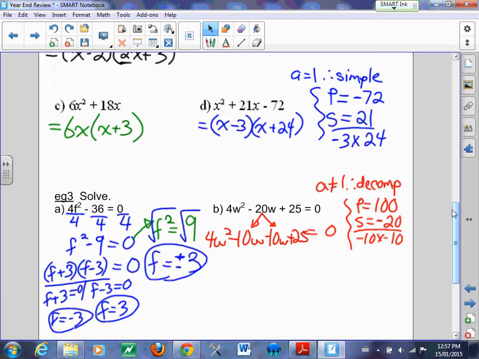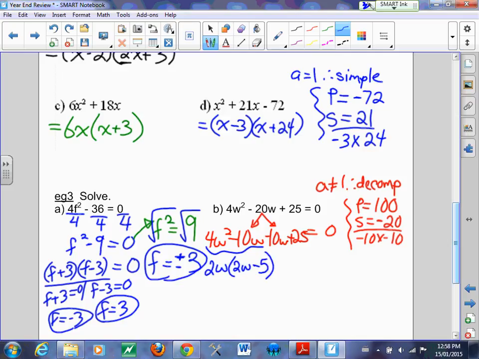I look at the first two terms and say, what's common here? I've got a 2 and a w. So what's left over is 2w minus 5. I look at the last two values and I say, what's in common? I have a 2 and a w, but I'm going to take a negative 2 out so that I have the same binomial left over. So 2w minus 5, and that equals 0.